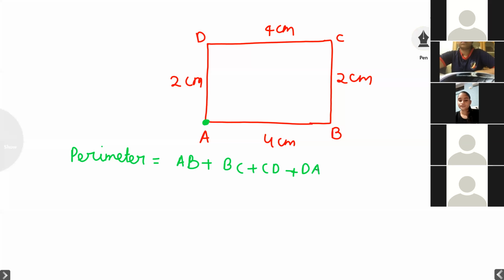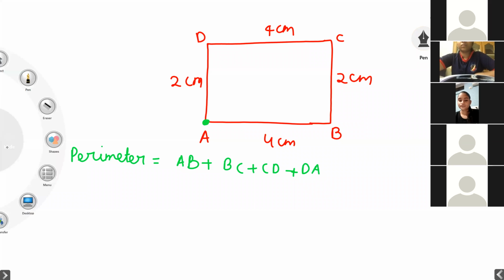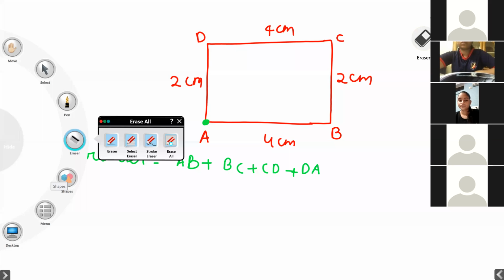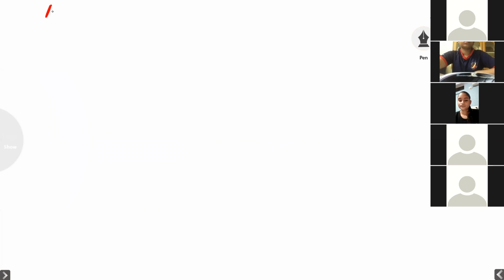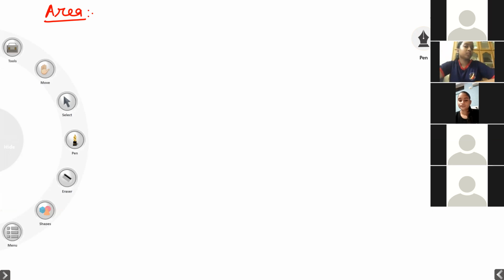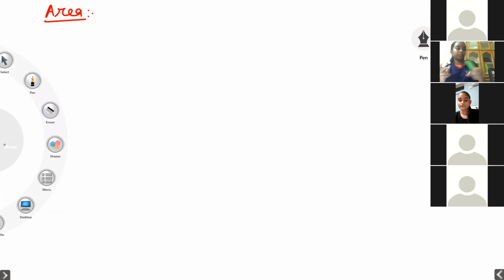Now keep heading, everyone: Area. Now note down, what is area? Area is the region covered by closed plane figure.